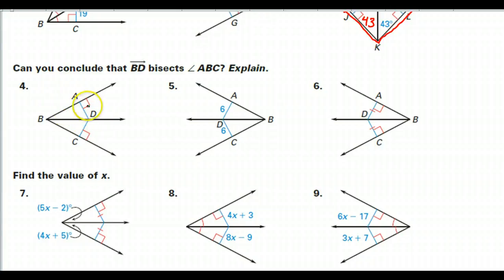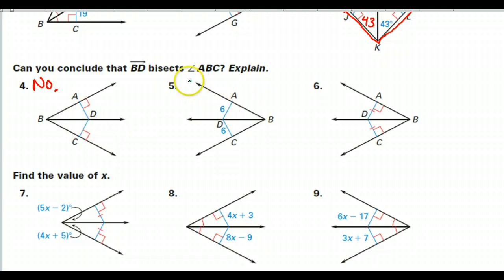So for number 4, I've got the 90 degrees, so far so good. But I don't know anything about the distances. There are no numbers here. So I'm going to say no. And the reason why I'm saying no is because I don't know the lengths, and I also do not know the angles, so I just don't have enough information.